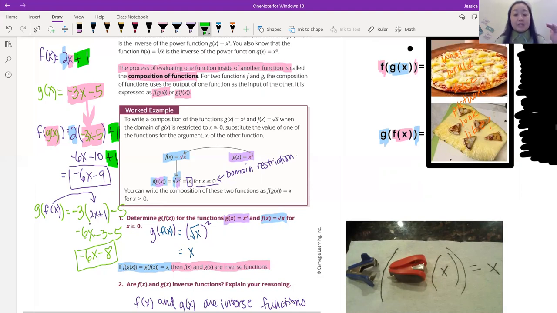And then again, we're just going to simplify. So we're going to distribute. Negative 3 times 2x is negative 6x. Negative 3 times 1 is negative 3. And then drop that negative 5 down there because we haven't dealt with that yet. And then combine like terms. So notice here, when you have g of f of x, you get negative 6x minus 8. It's similar, but it's not the same, right?